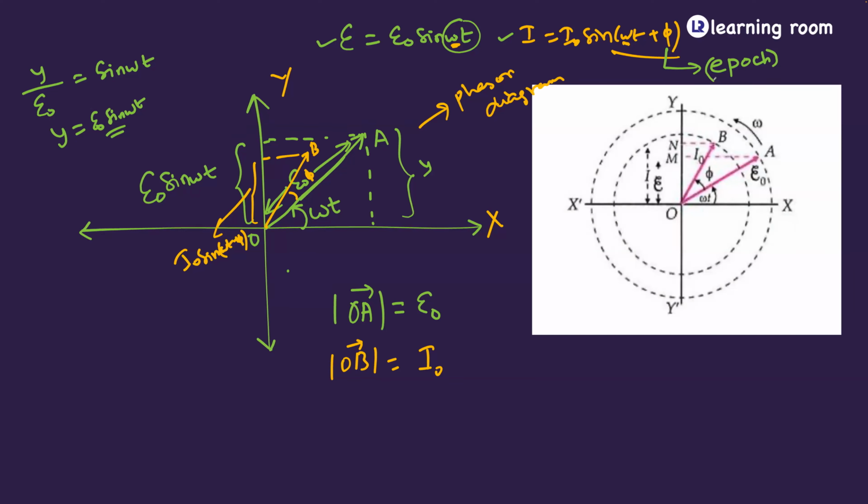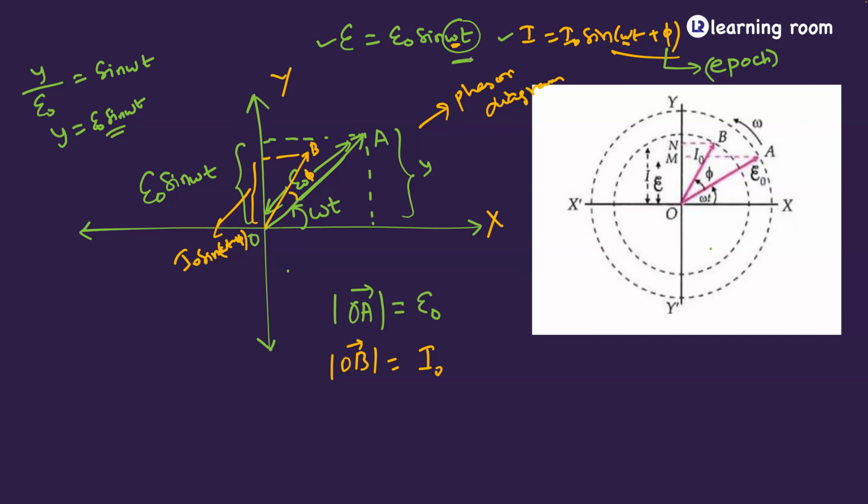Now listen to this carefully. If I want to draw the phasor diagram for E, what am I supposed to do? We'll assume that the E vector is lying like this, and you need to start rotating it in the anti-clockwise direction. And where are you supposed to stop it? You need to stop as soon as it makes an angle of omega t.